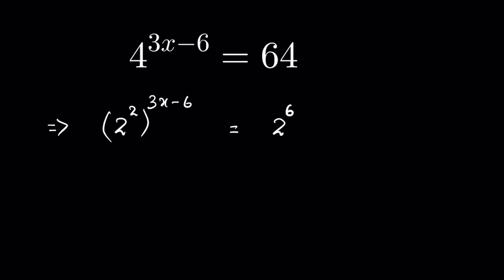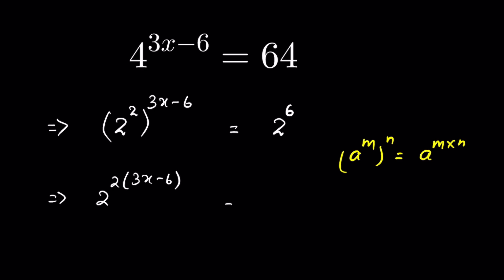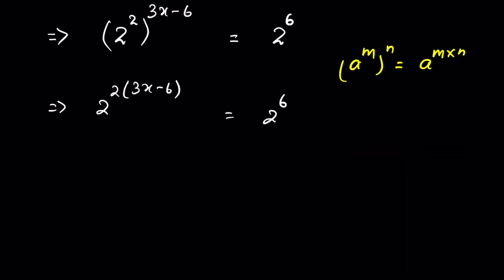Now there is an identity. If a raised to the power m, whole raised to the power n, is equal to a raised to the power m times n. So this will be 2 raised to the power 2 times 3x minus 6 is equal to 2 to the power 6. Now there is a rule: if a raised to the power m is equal to a raised to the power n, and a is not equal to 0 or 1, here a is 2, that means m is equal to n in this case.